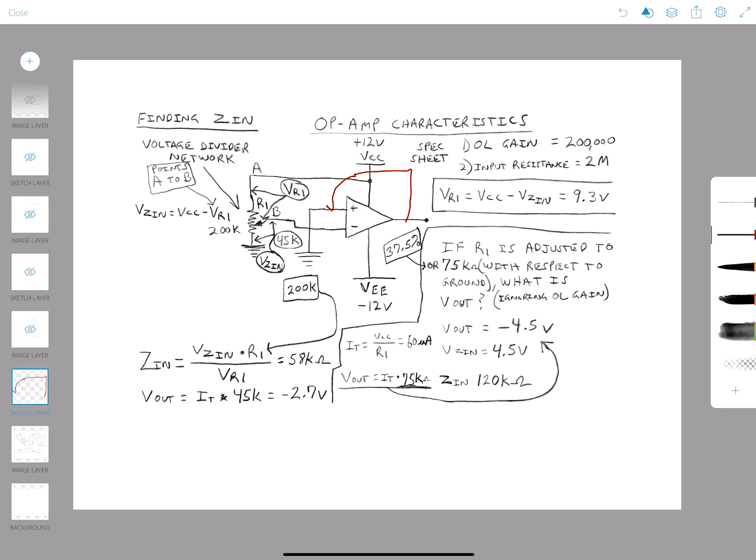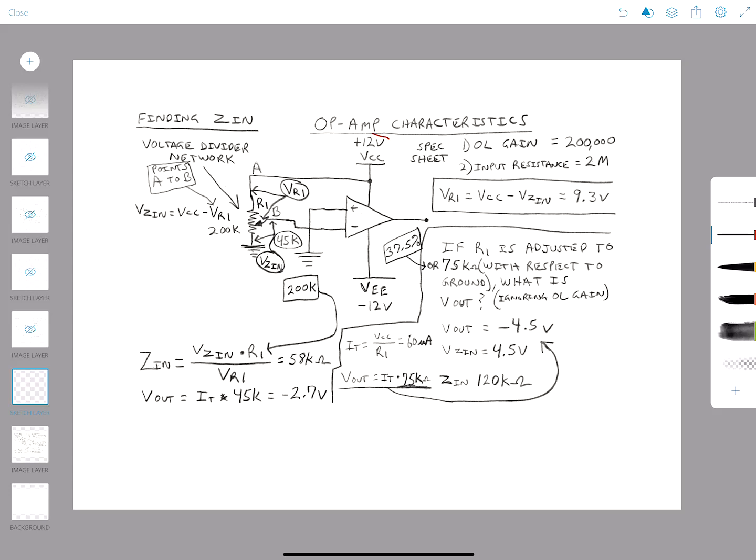Keeping that in mind, even though we know that our open loop gain is 200,000, when it's open loop, we are not going to be considering that in this scenario. So we're just going to be looking for what kind of output we're going to have based on what's coming in, without consideration to our open loop gain. So it's all about just calculations. We're just looking for numbers based on the input and the output.